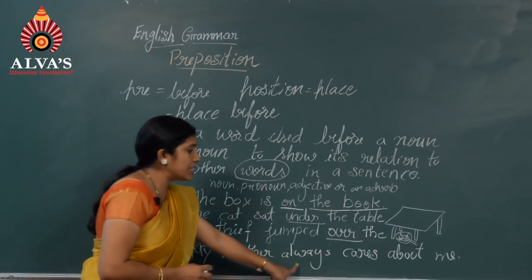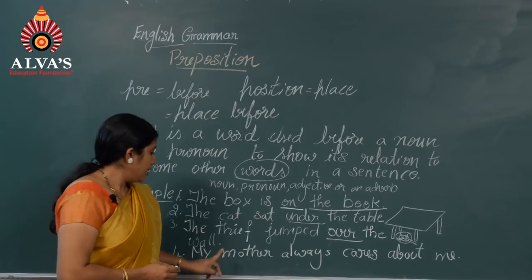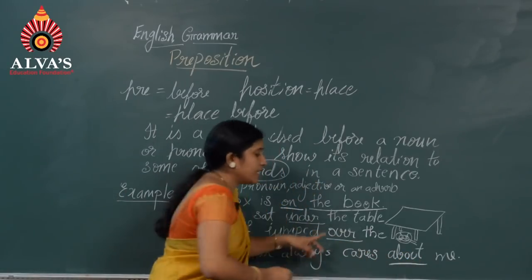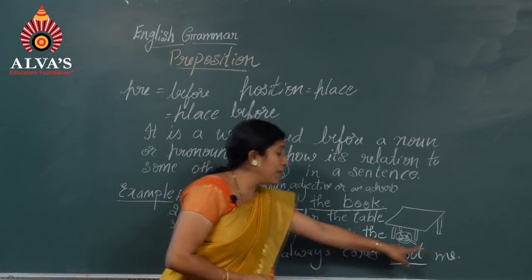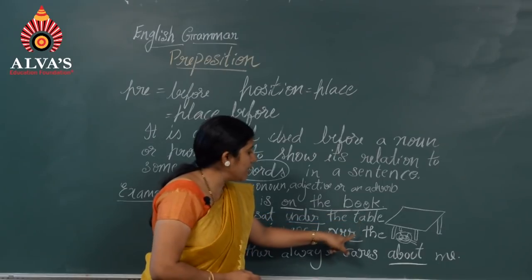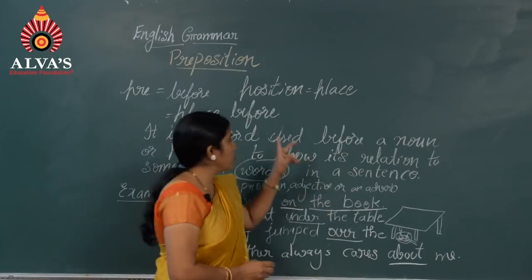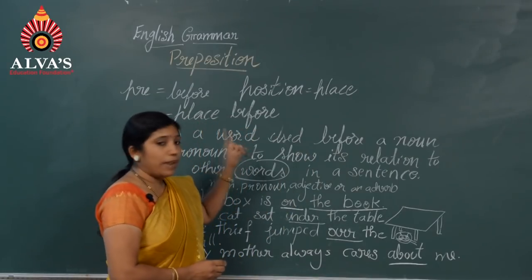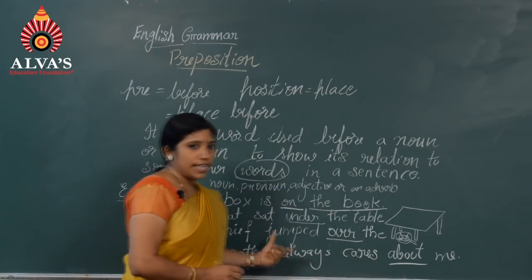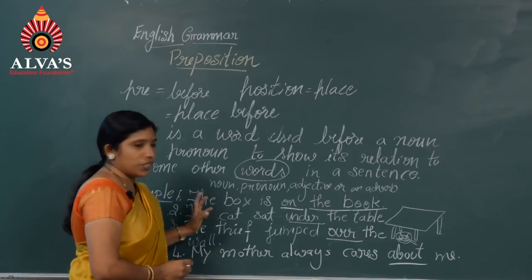My mother always cares about me. Where is the preposition here? It is about. About is the preposition and this preposition is placed before a pronoun. Here you could find the nouns, but here it is me, a pronoun. It is correct. It is placed before a noun or pronoun to show its relation. So these are some of the examples for prepositions.